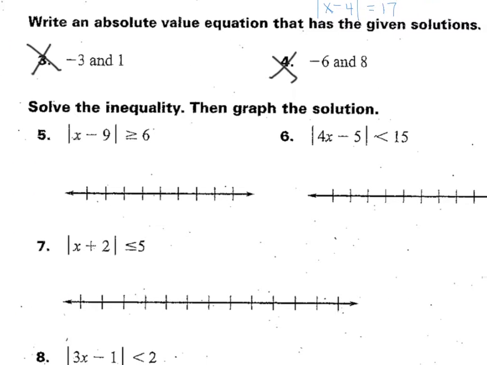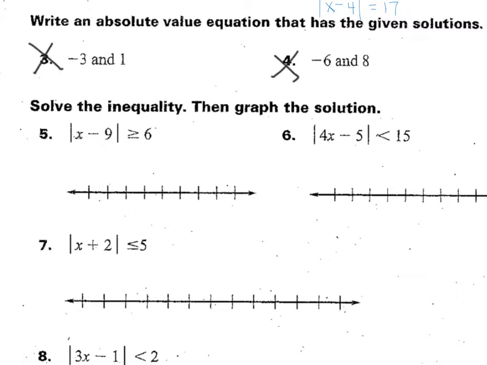So for example, number 5, this is a greater than, so this would be an or. So you set up 2 separate problems. Now remember, the first one's going to just be x minus 9 greater than or equal to 6. But remember, the next one's going to be x minus 9. Flip it around, change the sign.